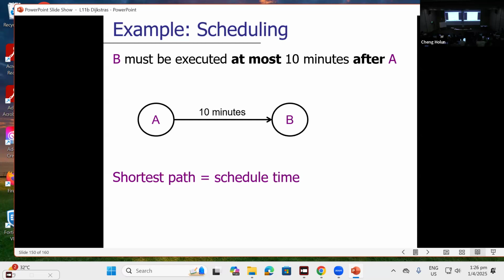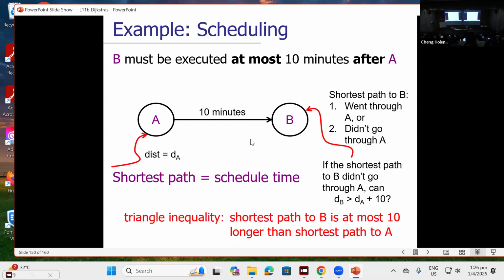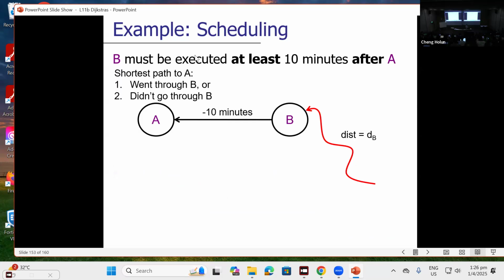Then, if you have more of these time constraints, and you have a possible sequence, can you give me the shortest sequence? The fastest time you can finish baking this cookie. But the idea is actually very simple. For whatever edge, you just have to give some timing on that. For example, if B must be executed at most 10 minutes after A, I put a 10-minute weight on the edge. And the other way around, if B must be at least 10 minutes after A, I put a negative edge on the opposite side.